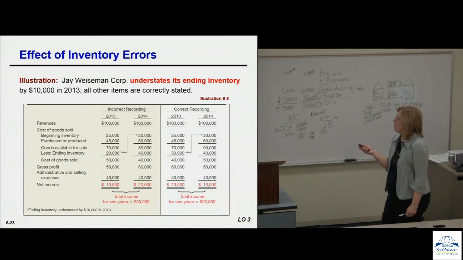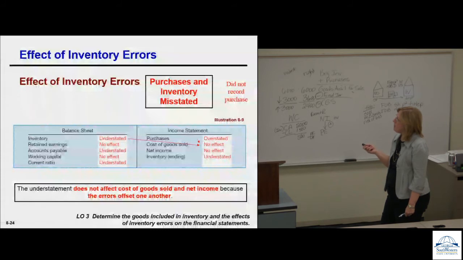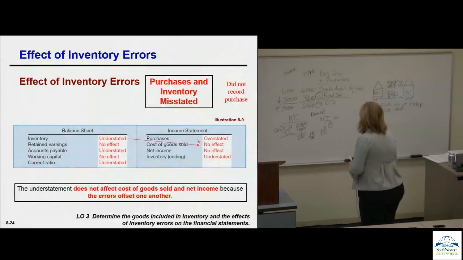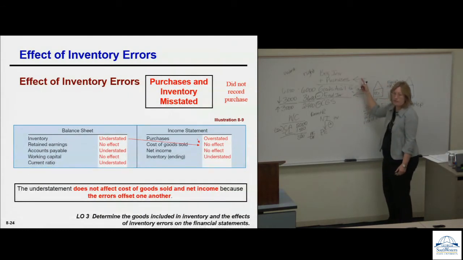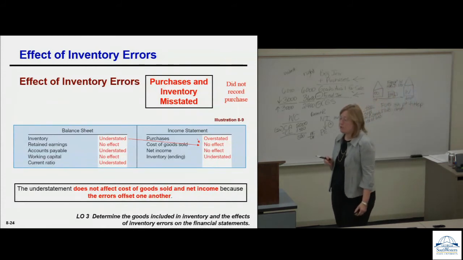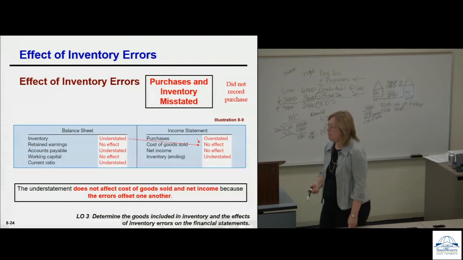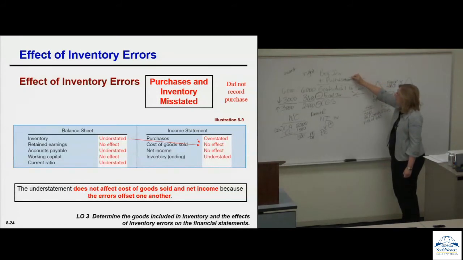Okay. This is what happens if we had a mistake in purchases and inventory. So if we have a mistake, what are we talking about? In purchases and inventory, here and here, both of these. So in other words, we did not record a purchase and we didn't put it in inventory either. This is wiping itself out. Add this, subtract that. Add this mistake, subtract that mistake. It wipes itself out. You see?